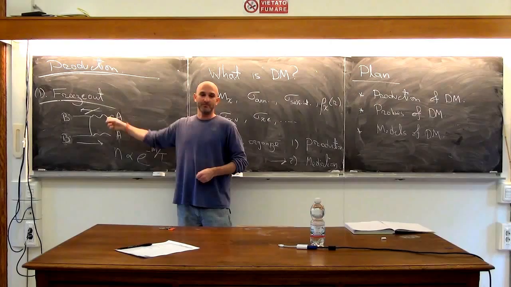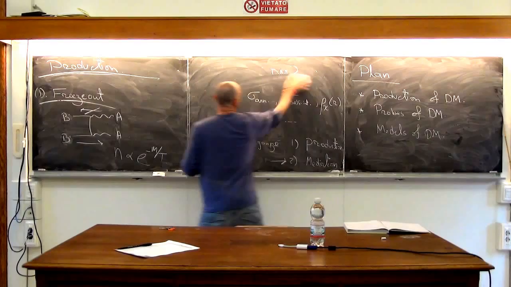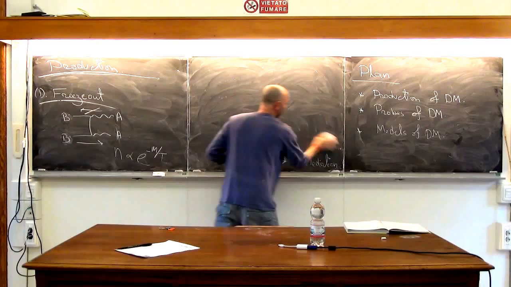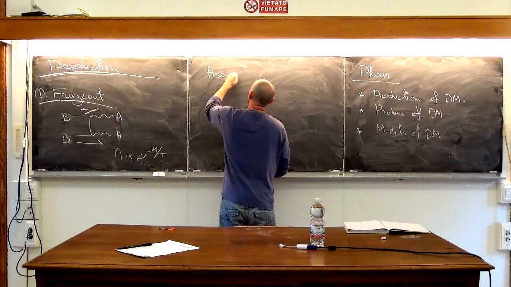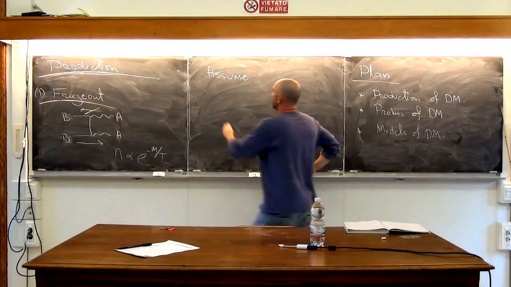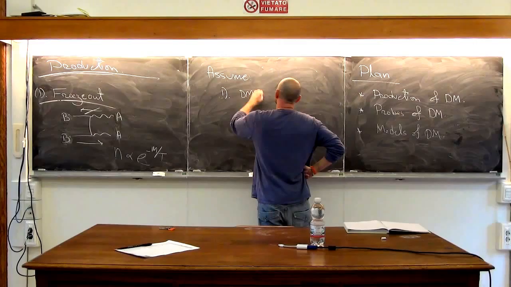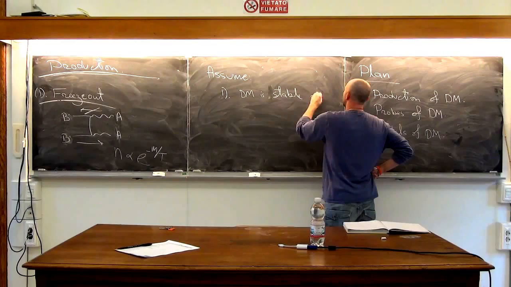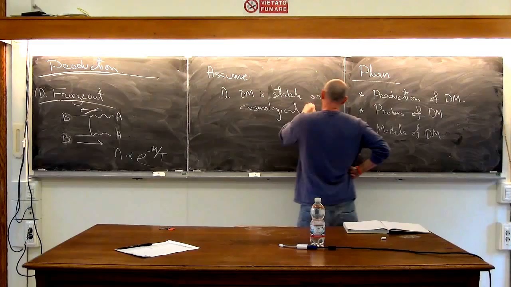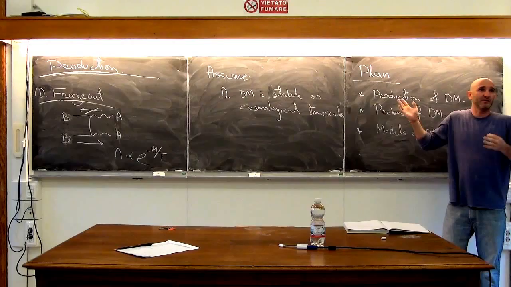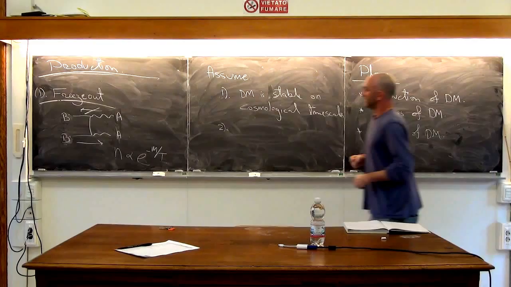Now let's do it more mathematically, and try to figure out what's going on. Okay, so let's make the following assumptions in order to work our way through freeze out. We're going to make several assumptions. So there are three assumptions. First is that dark matter is stable on cosmological timescales. That's obvious. If it's not, then it would vanish before we see it.